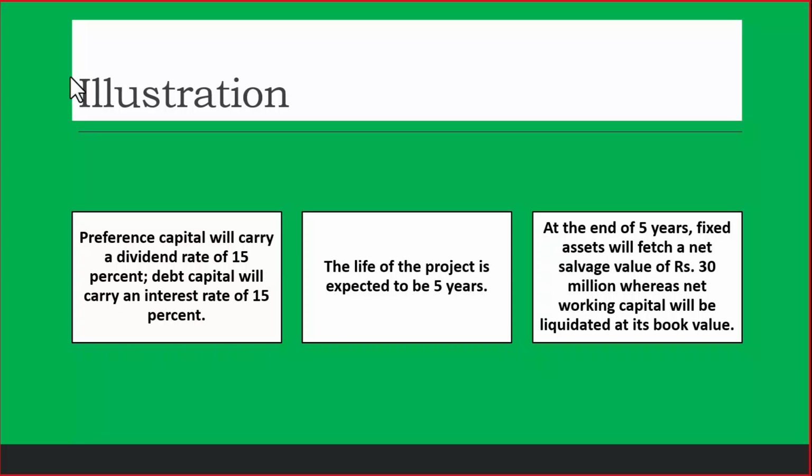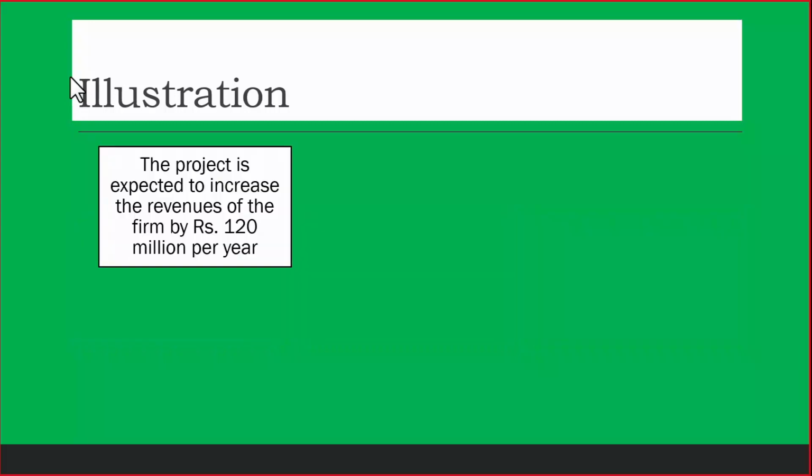So at the end of 5 years, the fixed assets will be sold at 30 million and the entire working capital will be recovered at the cost which you have incurred. Okay, further.